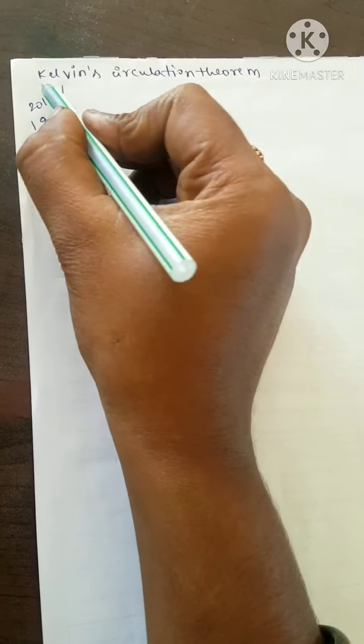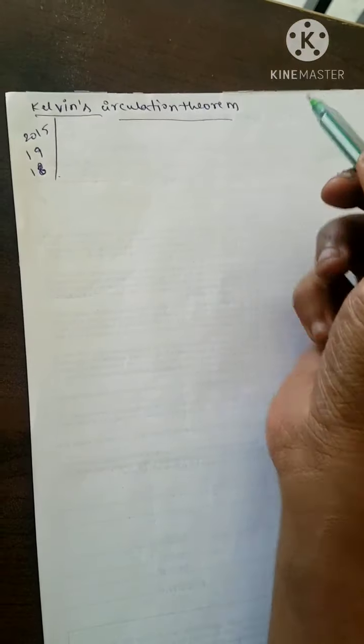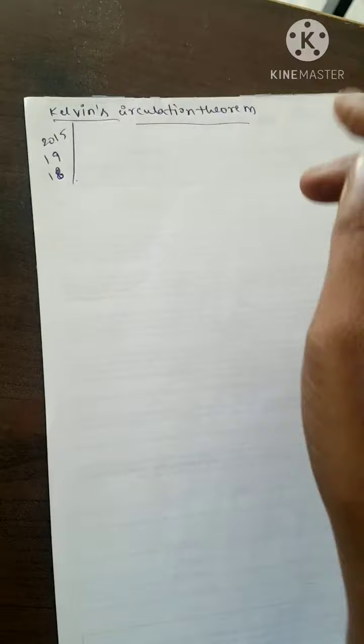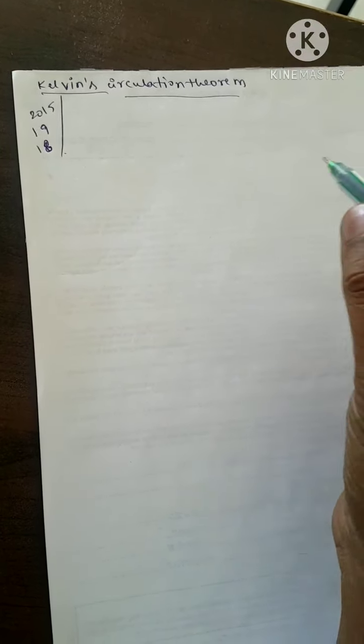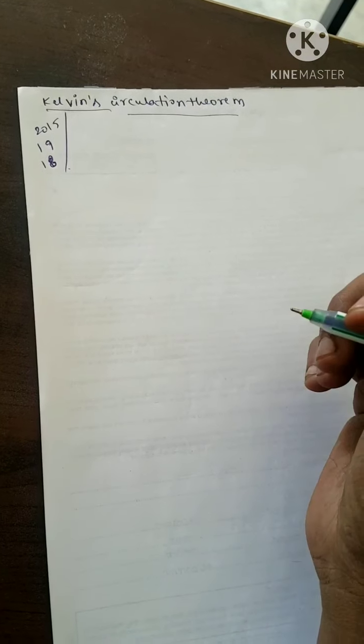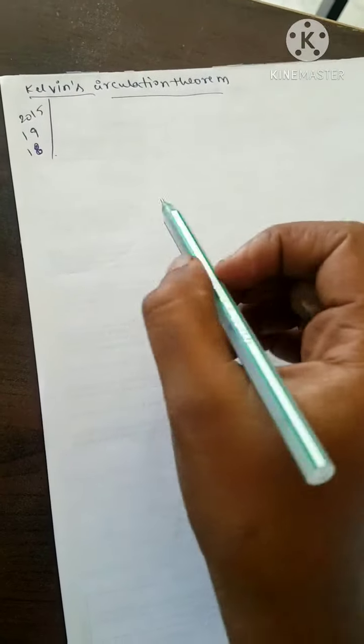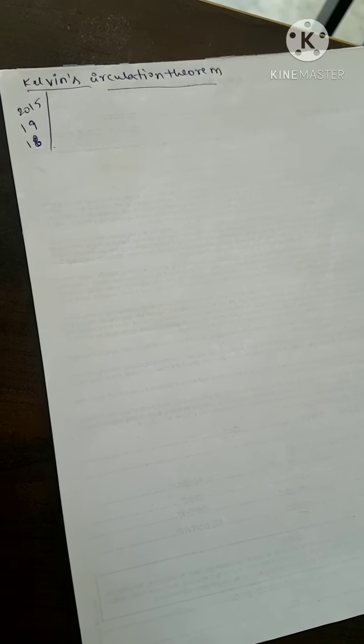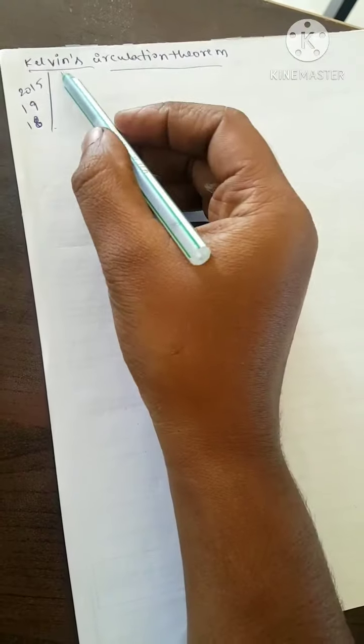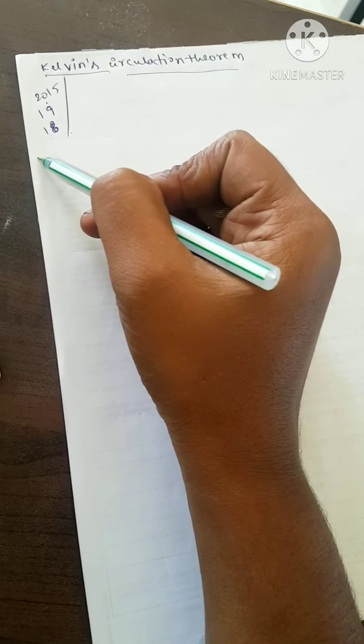Now the next concept is the Kelvin circulation theorem. Please go through the notes while I explain, because I have not mentioned all the steps in the notes given in the group. So please write them down there itself if you are not understanding the steps. This theorem was asked in the years 2015, 2019 and 2018.